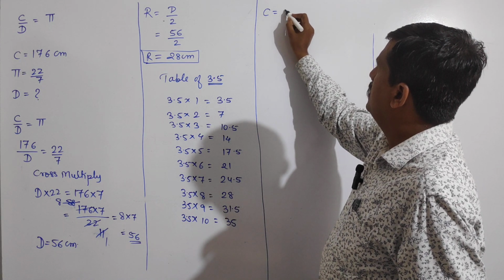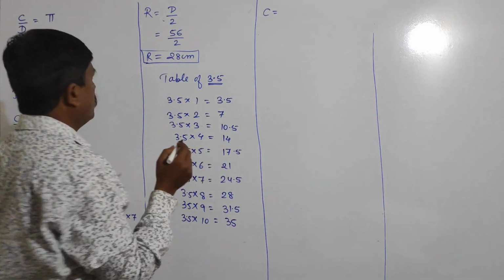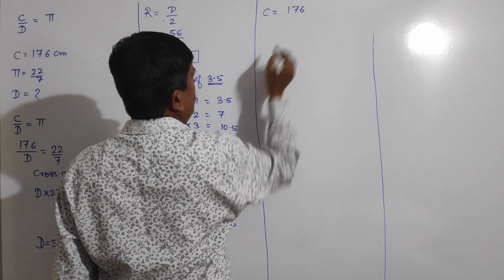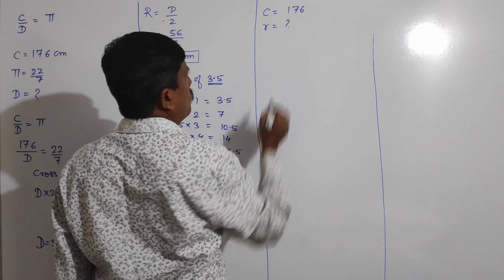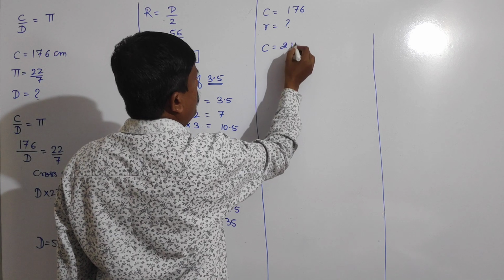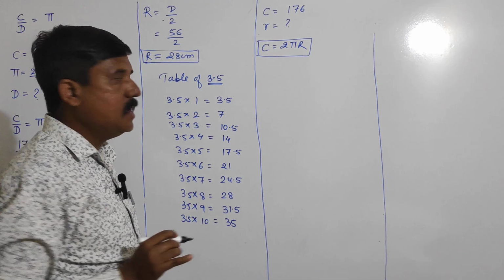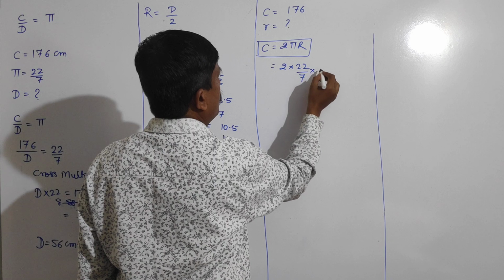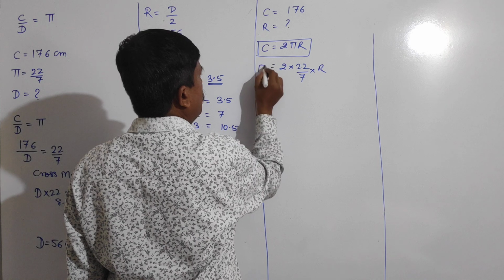What you have to find? If I say the value of C is 176. Find radius. What do you have to find? Radius. The sum you see here. What is the formula for circumference? Formula 2 pi r. So 2 multiplied by 22 upon 7 into r. So this is C, 176.